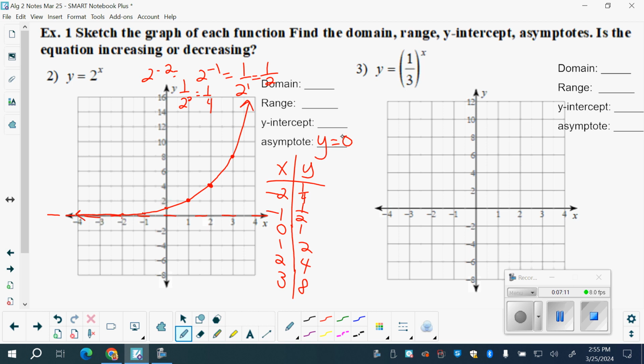Okay, y-intercept is where the graph crosses the y-axis. Where does this graph cross the y-axis? Can you give me a point for that? That's right, (0, 1). And so what is our domain? Is domain x values or is it y values? X values. So remember, we're looking at what's happening in this x direction, in the negative direction, and in the positive direction. So what's our domain?